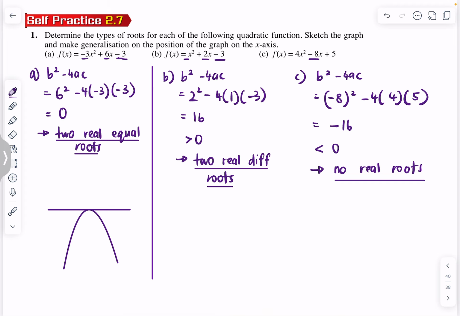Okay, for b, it has two real and different roots. So it can be like this. Okay, never mind. I'll just draw this. Either like this or like this. In this case, our a is 1, which is positive. So positive means smiley face. So this one is only for negative. So the answer will be this.